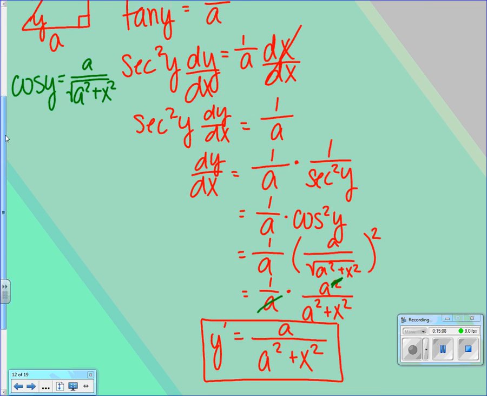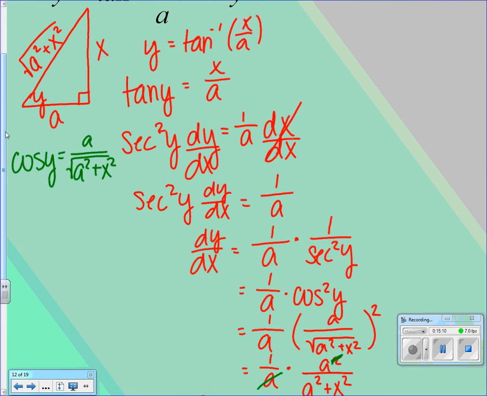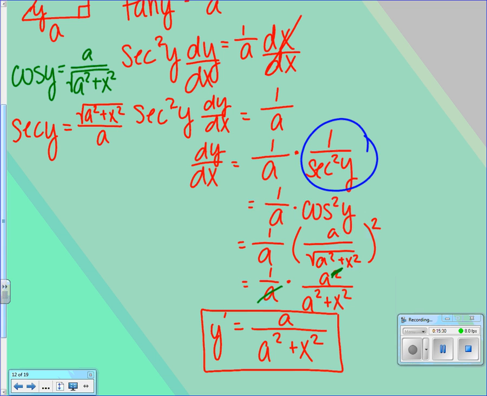Now, if you would rather use the secant, then come over here to this triangle, and the secant of angle y would just be the square root of a squared plus x squared over a. And then you can plug that in here to your formula, and you can simplify it if you would like. But I find that plugging in the cosine here and then squaring it and simplifying makes it a little bit easier than doing the secant and going from there. But it's really whatever you want to do.